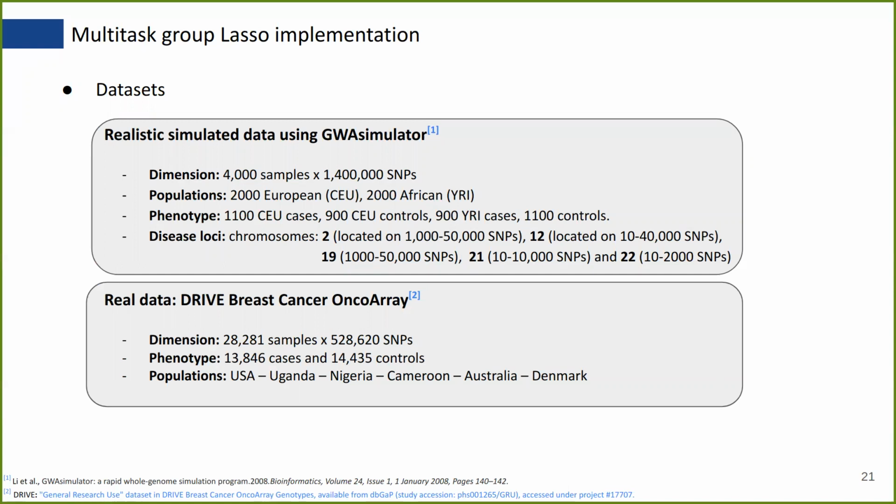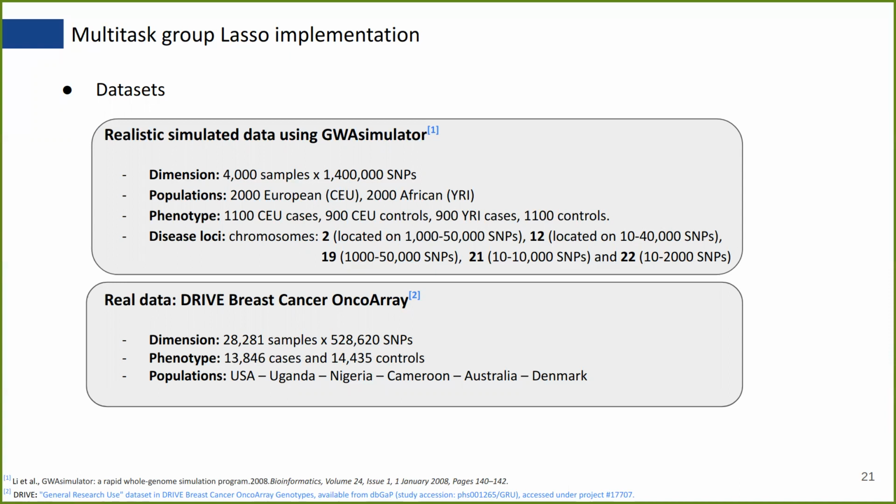Now, I will present some details about the implementation of multitask group Lasso. We used two datasets in order to conduct our analysis. The first one is simulated, including two subpopulations, European and African. So we have cases and controls, and we predefine the disease loci in different chromosomes. For example, here we choose to locate the disease loci in chromosome 2, 12, 19, 21, and 22. Also, we used the real data-driven breast cancer oncoarray data that contains 6 different subpopulations within samples, cases and controls.